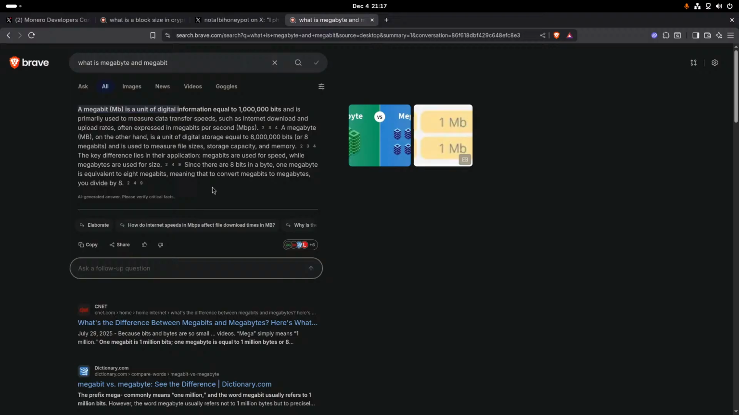A megabit is a unit of digital information equal to 1,000 kilobits, primarily used to measure data transfer speeds, such as internet download and upload rates, often expressed in megabits per second. A megabyte, on the other hand, is a unit of digital storage equal to 8 megabits, used to measure file size, storage capacity, and memory. The key difference lies in the application. Megabits are used for speed, while megabytes are used for size. There are 8 bits in a byte, so to convert megabits to megabytes, you divide by 8.